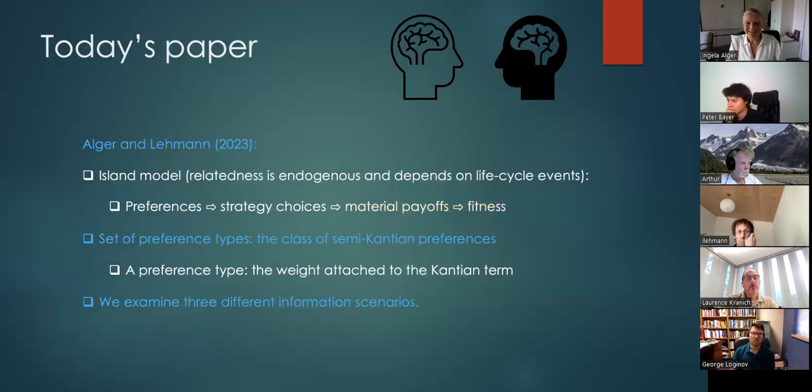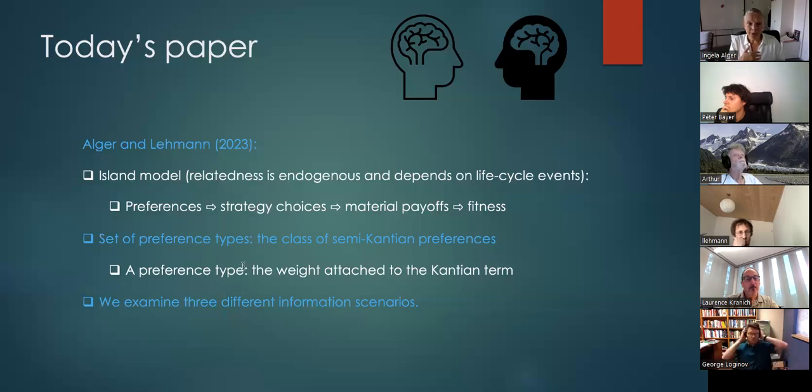And so this brings us finally at long last to today's paper. What we do today is we still have an island model, where relatedness is endogenous and depends on life cycle events. We also have that preferences give rise to strategy choices. And we don't talk so much here about the material payoffs, we go directly to fitness. And instead of taking the set of possible preferences to be the set of all continuous functions, we here just posit this class of semi-Kantian preferences that have been shown in previous work to be favored by evolution by natural selection.